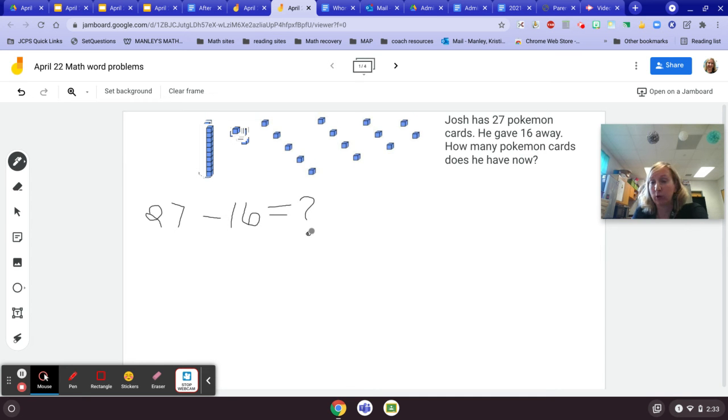So when you have a story, you first got to make sure you understand the story. So you have to read it and think what happened first, what happened second, what's at the end of that story. So now that we know our story, now we can use our pieces and solve, okay? So it says 27 minus 16. So again, what does 27 look like? Visualize it in your head.